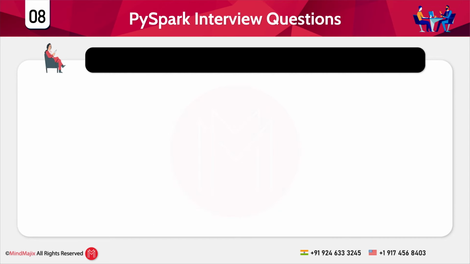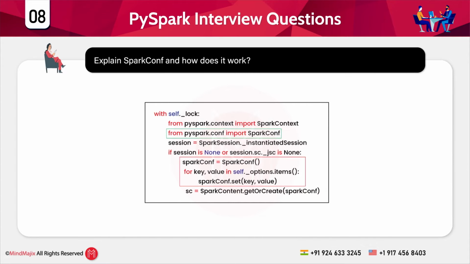The next important question is, explain SparkConf and how does it work? Once the developer wants to run the Spark API locally or in a cluster, they need to use SparkConf to configure the declared parameters. For example, we can write code such as conf equal to new SparkConf and dot setMaster, and inside this you can specify the local and the size of the local. Using this you can declare the particular parameters.